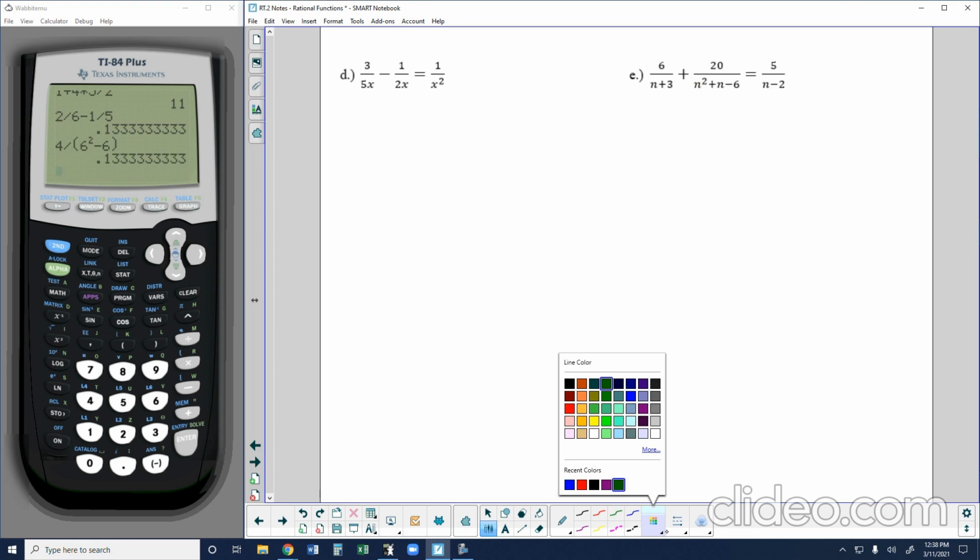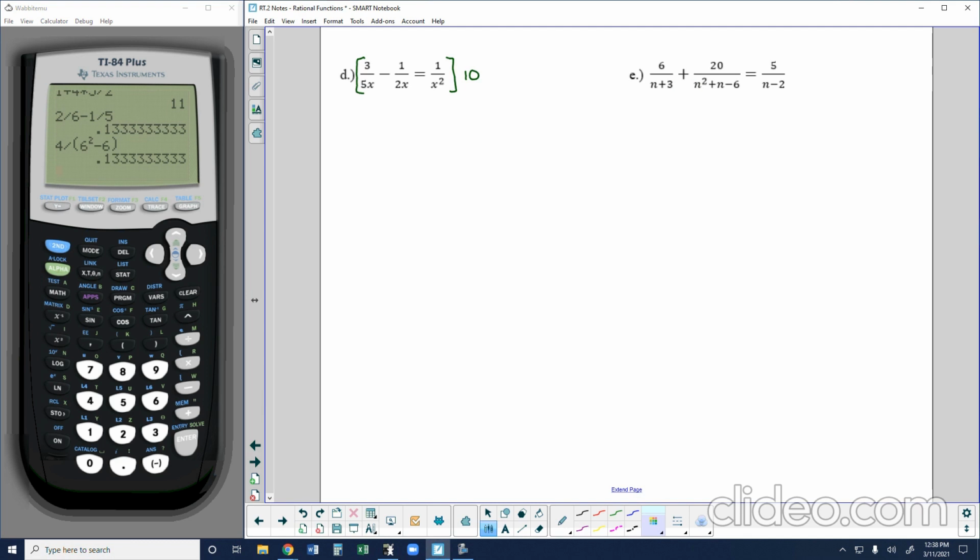Then if I look at my variables, I have x, x, and x squared, so I'm going to need to multiply by the least common multiple of those, which is x squared. This will again eliminate the denominators and give me a linear equation that I can solve. So if I take 3 over 5x times 10x squared, essentially what I would get here is 10x squared over 5x to simplify, which would give me 2x. So this would be 3 times 2x, and I'd have a minus.